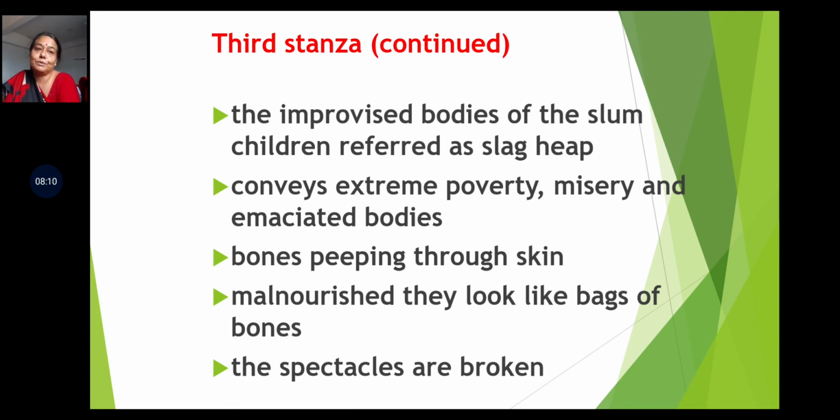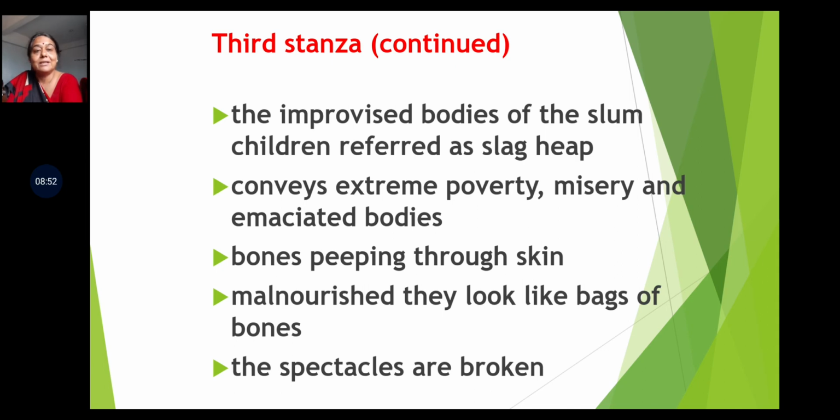The impoverished bodies of the slum children are referred to as slag heap. The sick, the thin, the unhealthy bodies are as good as the slag heap. The word slag heap conveys the extreme poverty, misery, and the emaciated bodies of these children. So much poverty that bones are peeping through the skin. He has described these children with the bones peeping through their skin. They are so thin, so undernourished that they do not have any muscles on their body, but just have bones covered with skin. And they are so malnourished that they look like bags of bones.